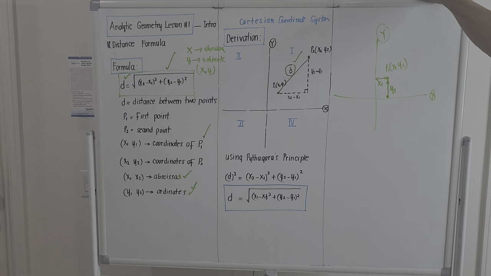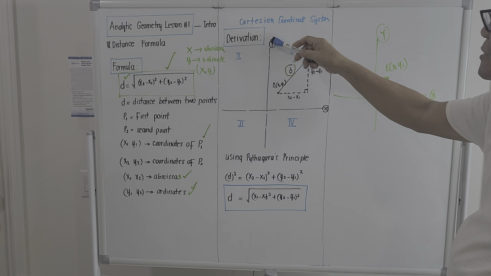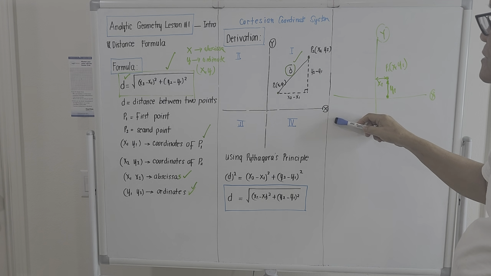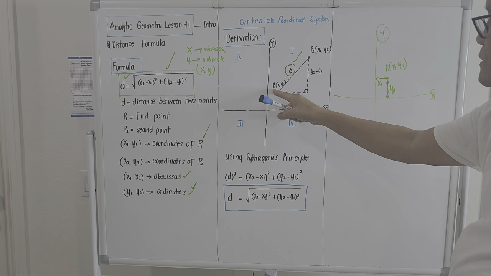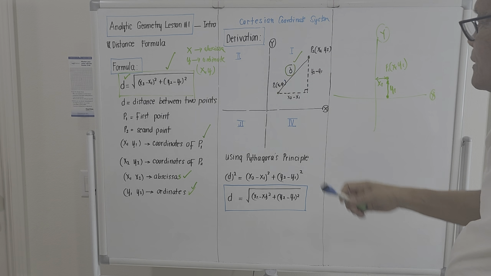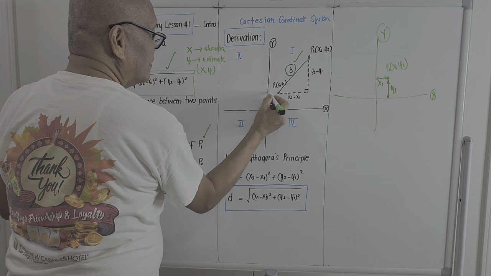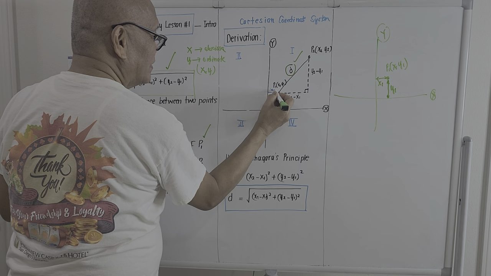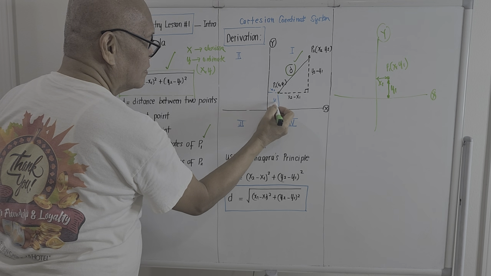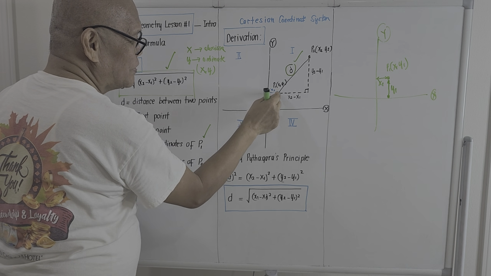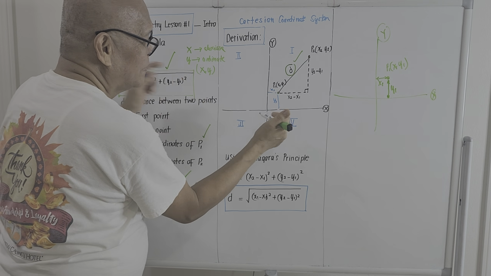Okay, let's try to bring out the derivation. I draw the Cartesian coordinate system. This is the y-axis, x-axis. This is point number 1. So P with the subscript 1, the coordinates will be x1, y1, meaning this is x1, y1 will be this one. This is y1. The abscissa of this point here will be this one, and the ordinate will be this one. Okay?